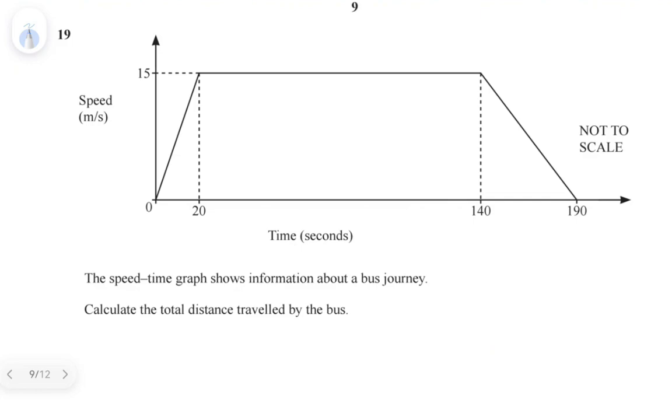Now moving on to question 19, we want to find the total distance traveled by the bus. So we know that in a speed time graph, as distance is equal to speed times time, distance traveled is actually equal to the area under the graph.